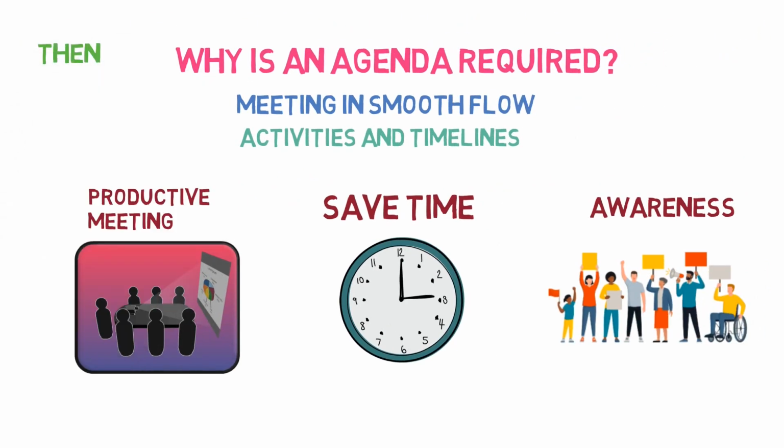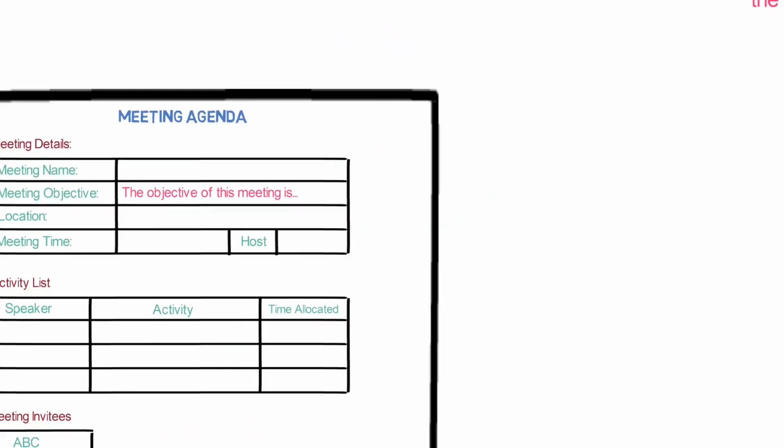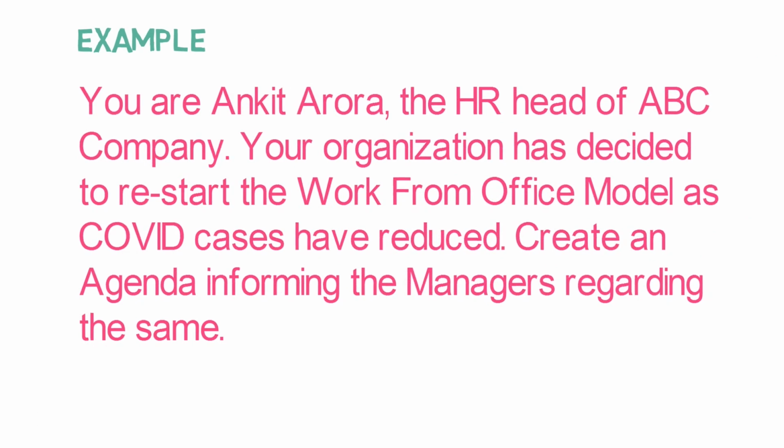Then we understood why a meeting agenda is important. Next, we looked at the format of the agenda. There are 5 things in a meeting agenda. Number 1, at the top middle, we have the words meeting agenda. Number 2, we need to write meeting details. And these are the 5 things that must be there in meeting details. Number 3, activity list. Number 4, mention the names of attendees that will be joining the meeting. And number 5, the list of actions that need to be performed before the meeting. Finally, we looked into an example of the same.